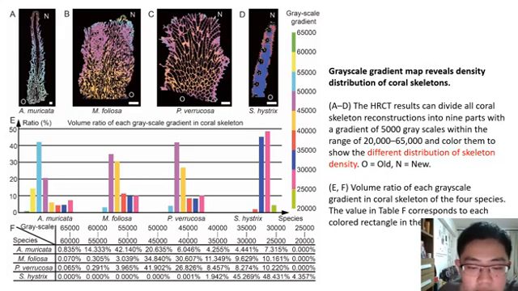The skeletal density of a coral colony is found to be related to seawater temperature, rainfall, and sunshine hours, while the density of skeletons in each growth range fluctuates quasi-periodically over 12 months. Therefore, the grayscale gradient map can be compared to the growth ring reconstructions to study the monthly and yearly influence of the marine environment on coral skeletons.